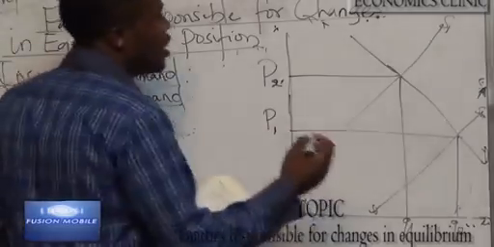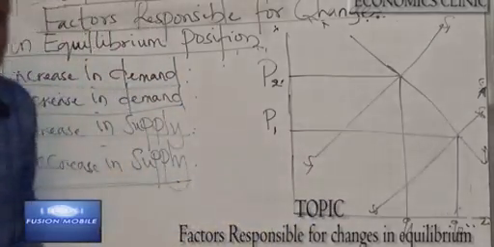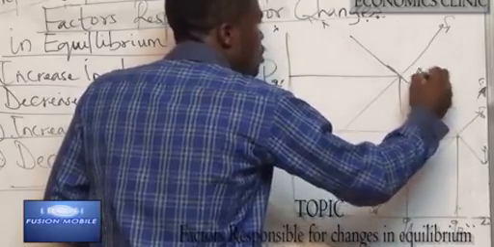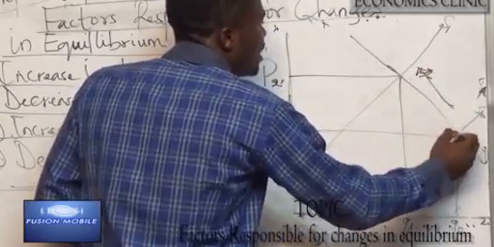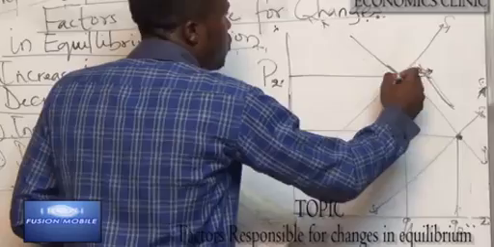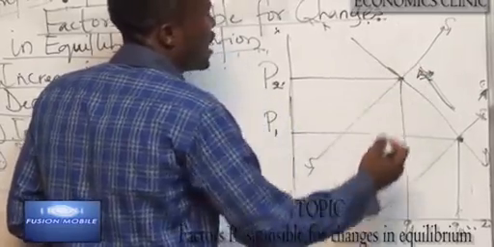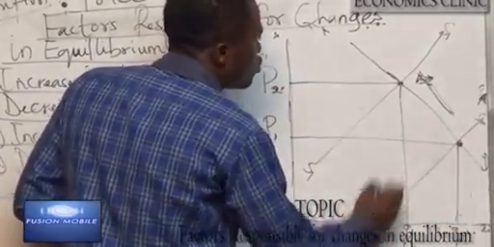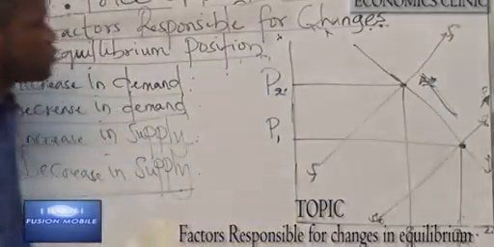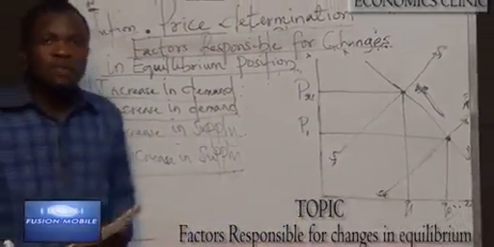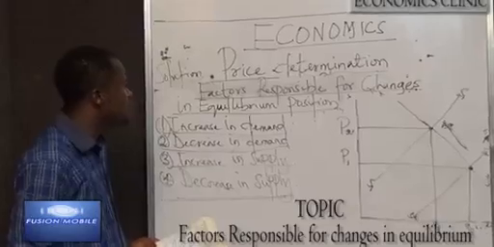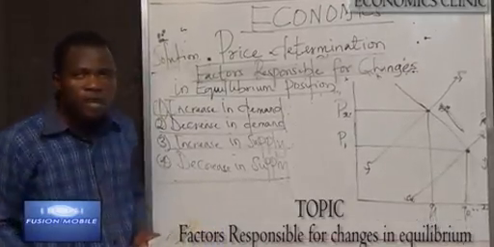what happens is that there's a bodily shift of supply curve inward. So it moves inward, showing that this was the original equilibrium position, which has now moved to this position that we have here. So it has moved from X0 to X1. So with this, I believe you understood factors that are responsible for changes in equilibrium position.